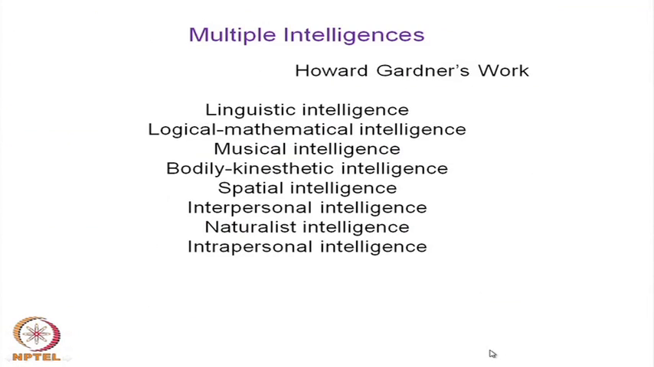Next we come to Howard Gardner's work, who tells about multiple intelligences, like we discussed earlier: linguistic intelligence, like the way of speaking, competence in language, logical mathematical intelligence, musical intelligence, bodily kinesthetic intelligence, spatial intelligence, interpersonal intelligence, naturalist intelligence, intrapersonal intelligence. Now, these intelligences require different mental abilities or groupings of mental abilities, and it is possible that a person who is good at one is not good at another. That does not mean that the person is not intelligent. He may be intelligent in one way and the other person may be intelligent in a different way.